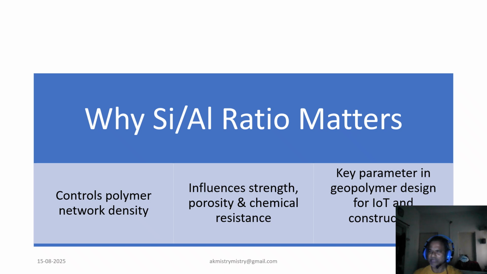The silica alumina ratio determines the geopolymer's polymer network density, affecting its strength, porosity, and resistance to chemical attack. It's a key parameter in designing geopolymers for industrial and iron ore tailing related applications.